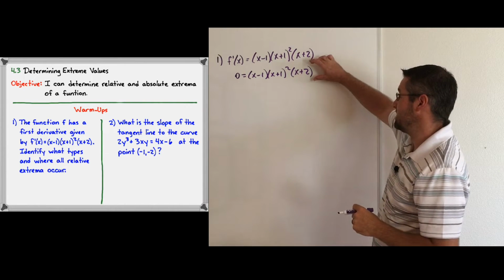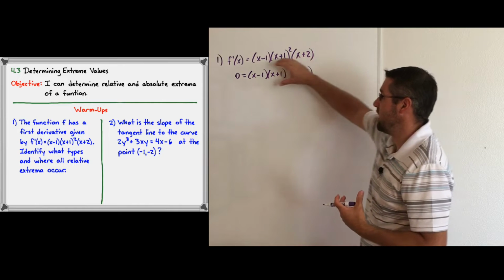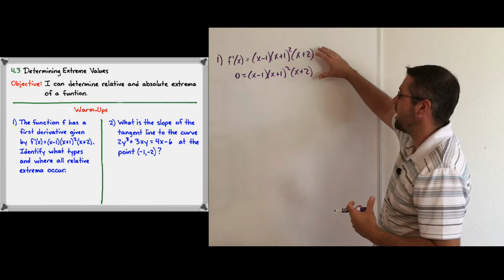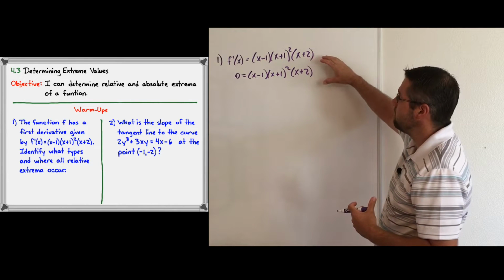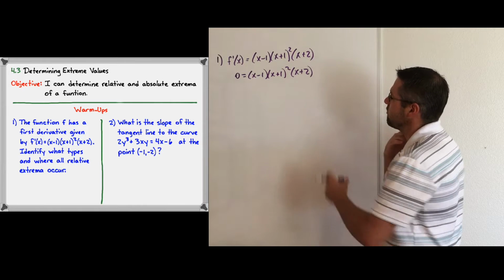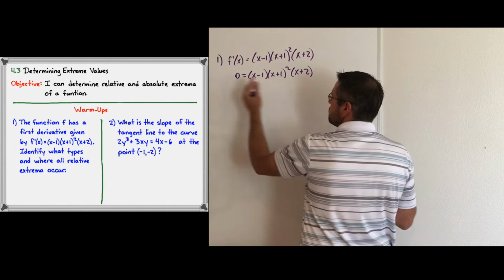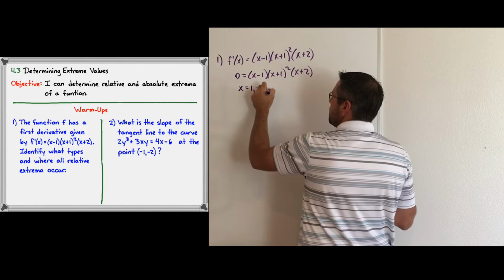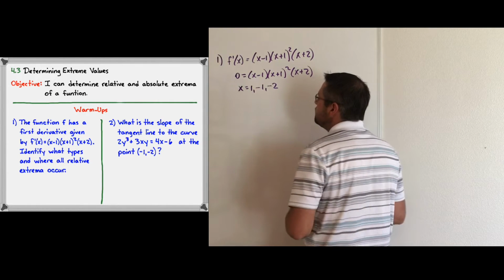And yes, this is an essential step or an essential line that you're going to want to write down in terms of when the AP readers are looking at giving you credit. Because they want to see that you knew that f prime equals 0. So from here we're going to say this is true when x equals 1, when x equals negative 1, and when x equals negative 2.